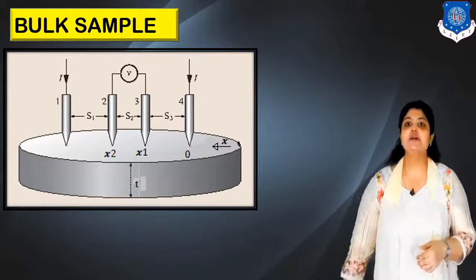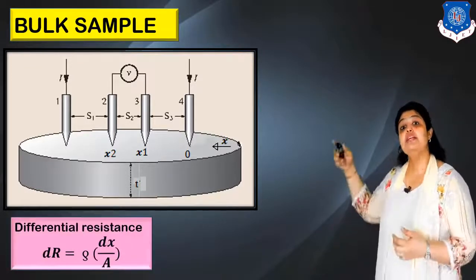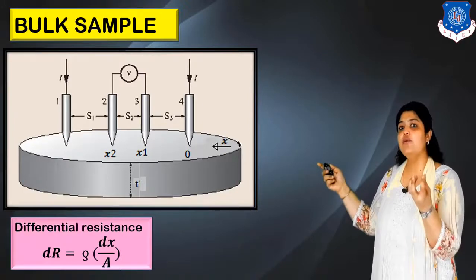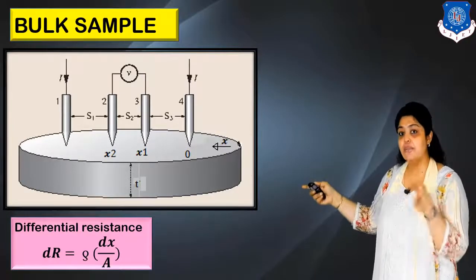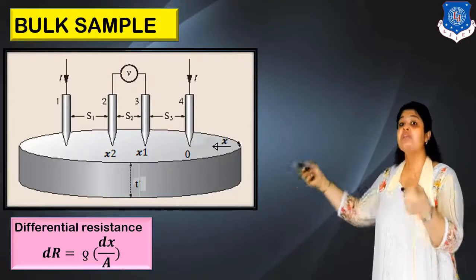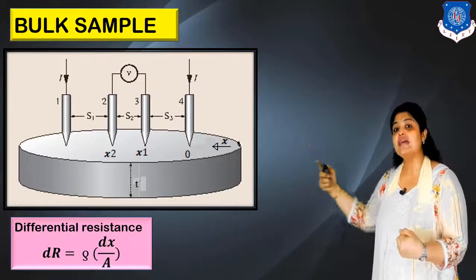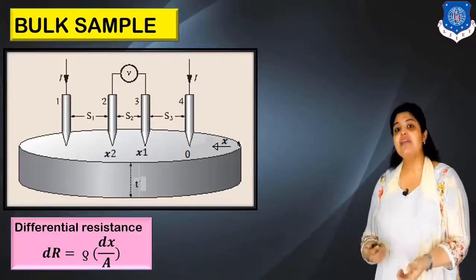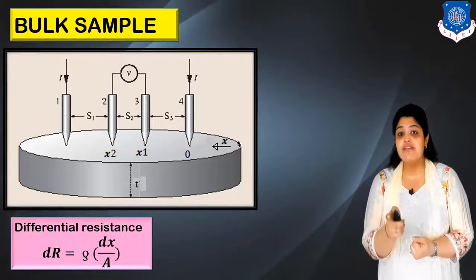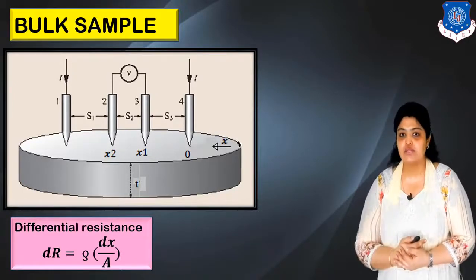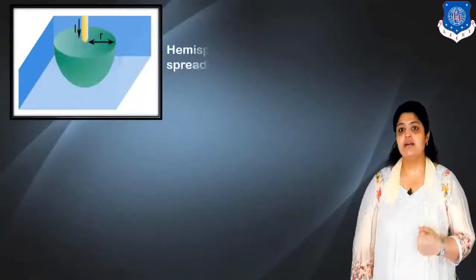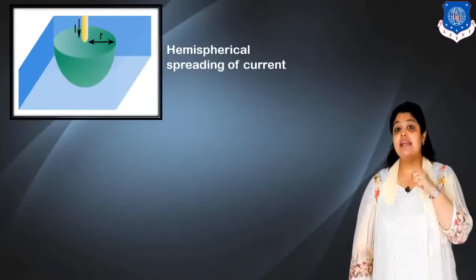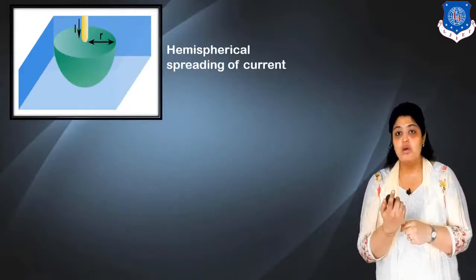Now in this particular diagram, you can measure the differential resistance, a small value of resistance, and then we will integrate it. So differential resistance dR between the 2 points x1, x2 is calculated as rho dx by A. Instead of L, we have taken dx because we have considered the points x1 and x2.